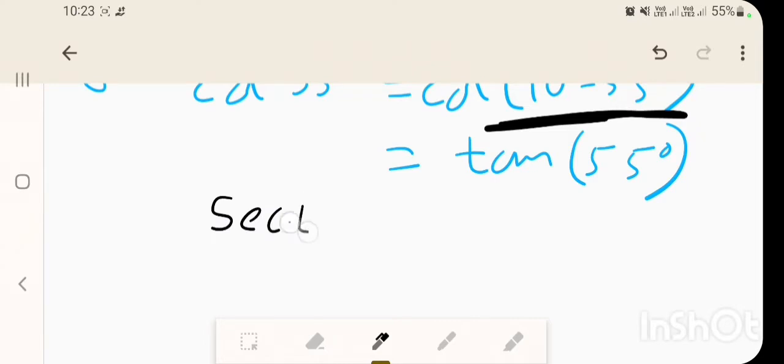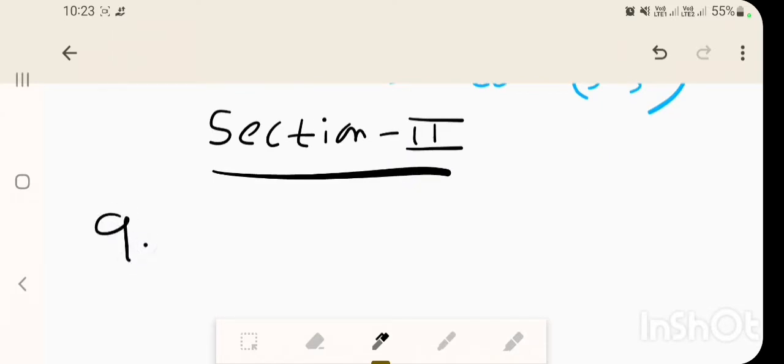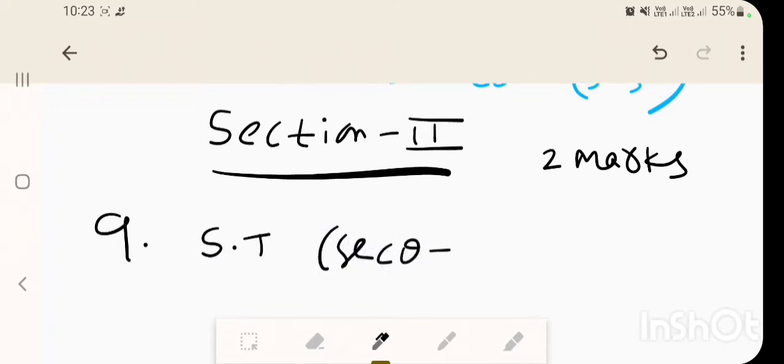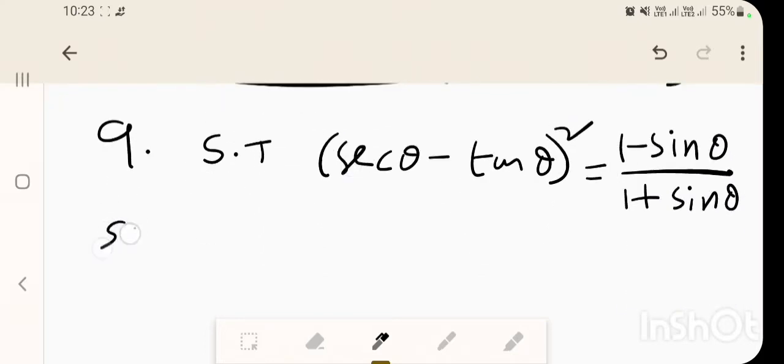Next we have section number 2, problem number 9, which is for 2 marks. What they have asked is: show that (secant theta minus tan theta) whole square is equal to 1 minus sin theta divided by 1 plus sin theta.